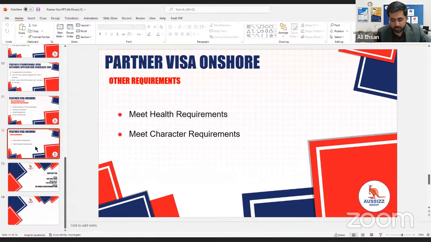So I've got another question, which says: when the sponsoring partner is on a 491 visa and the plan is to get onto PR after a few years, do the process and conditions stay the same after visa grant? I didn't quite get it. I'll just read it once again.